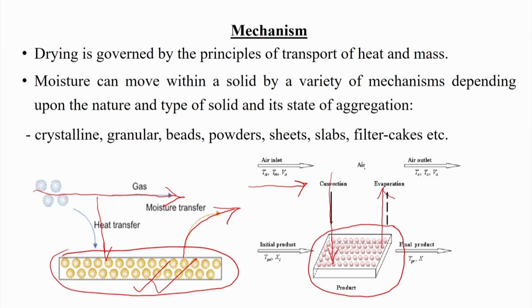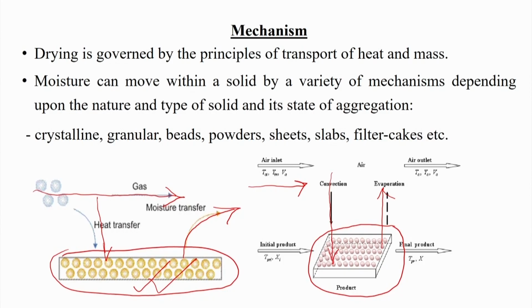Here we have shown only convection, but conduction and radiation also take place, and we will be discussing in detail the modes of heat transfer from the hot air, or a heating medium. It may be direct contact, it may be indirect contact; we will be discussing in detail.